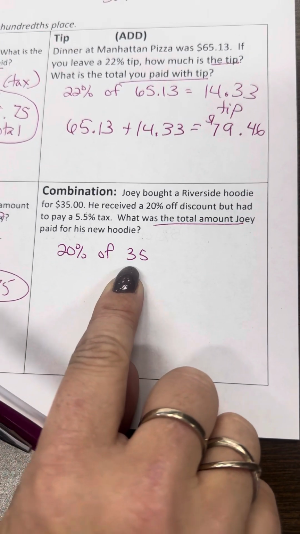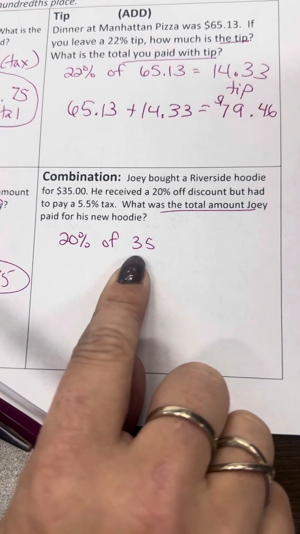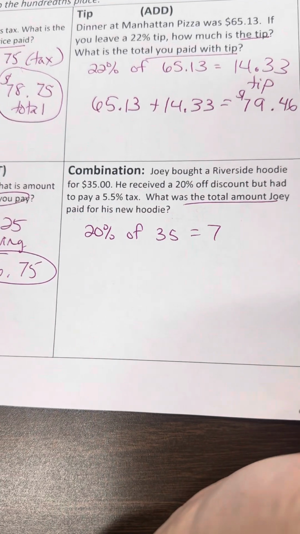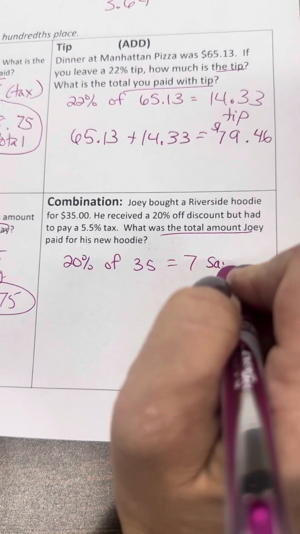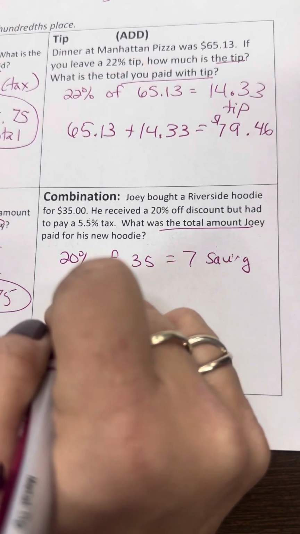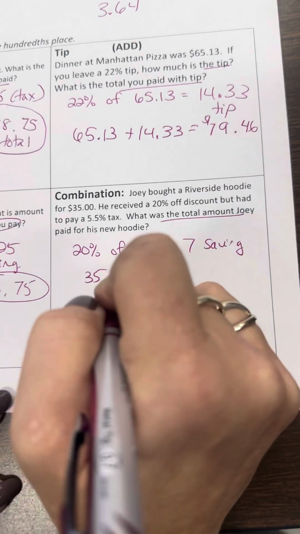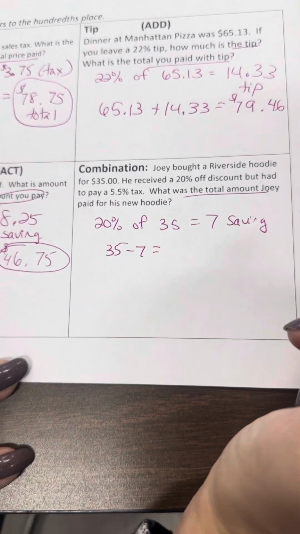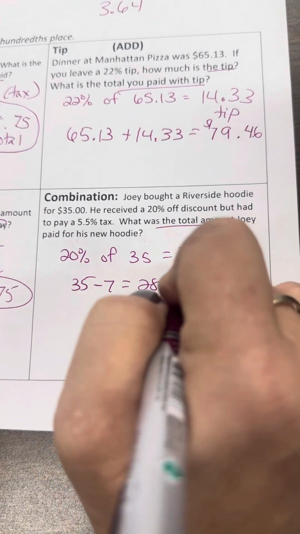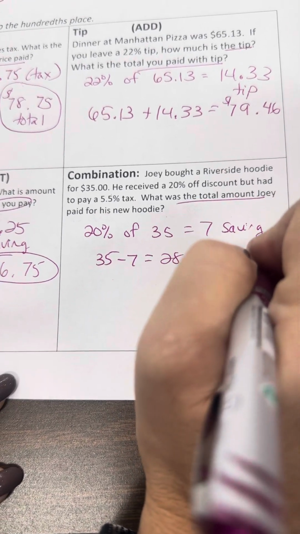If you put 20% of 35 into Desmos, you would get 7 as your answer. This is how much you are saving. So $35 is the original minus the $7 savings, which gives you $28 as the sale price.